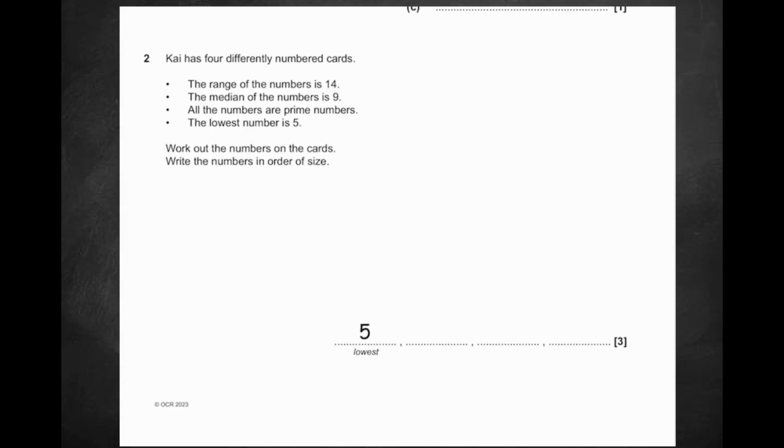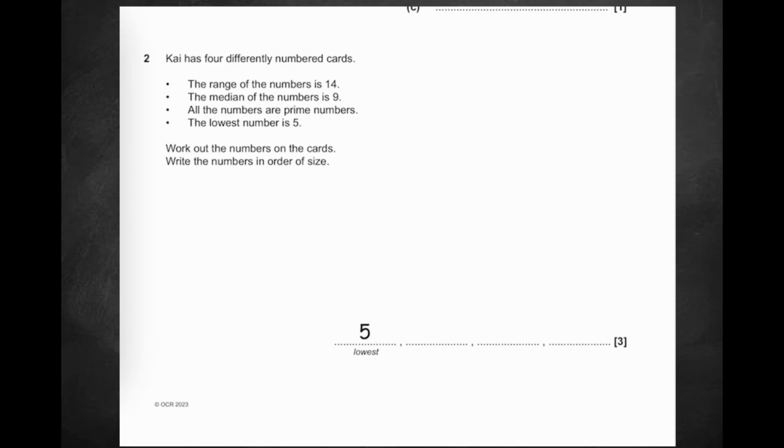Question number 2. Kai has 4 differently numbered cards. The range of the numbers is 14, the median of the numbers is 9, all the numbers are prime numbers, the lowest number is 5. Work out the numbers on the cards. Write the numbers in order of size. So, it's quite a good question.